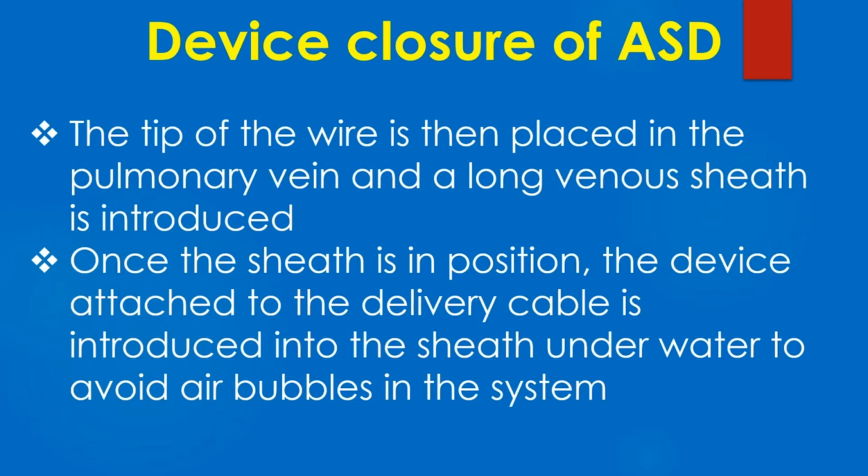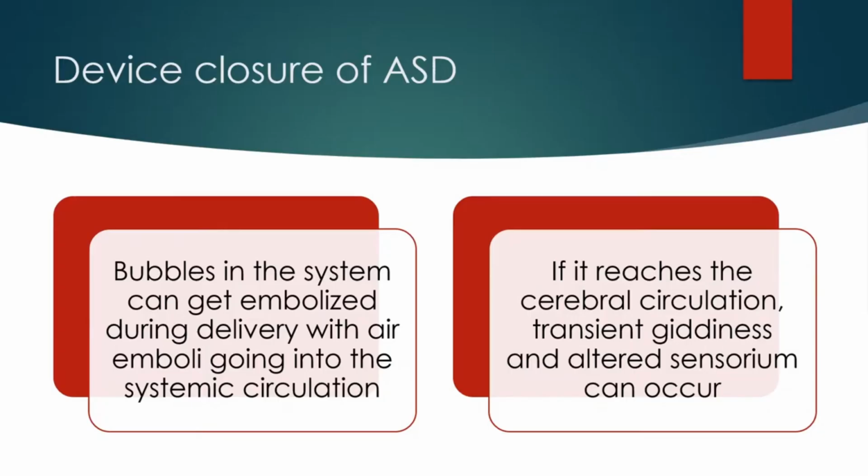Once the sheath is in position, the device attached to the delivery cable is introduced into the sheath under water to avoid air bubbles in the system. Bubbles in the system can get embolized during delivery, with air emboli going into the systemic circulation. If it reaches the cerebral circulation, transient giddiness and altered sensorium can occur.